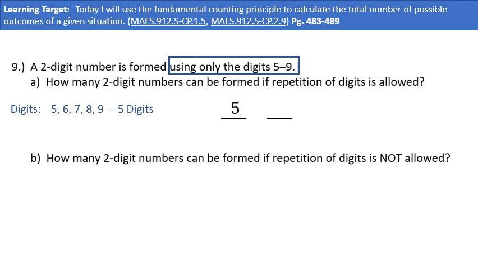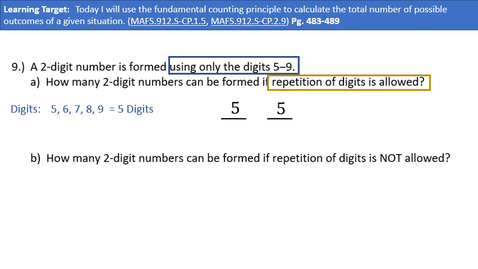Now the question is, what can I do with the next number? Am I allowed to use the same number that I just chose? Let's say I chose 7 for that first option, am I allowed to use 7 again? That's the question. This says if repetition of digits is allowed. Repetition means repeat, so numbers are allowed to repeat. So I have 5 options for my first selection, and I'm still going to have 5 options for the second selection.